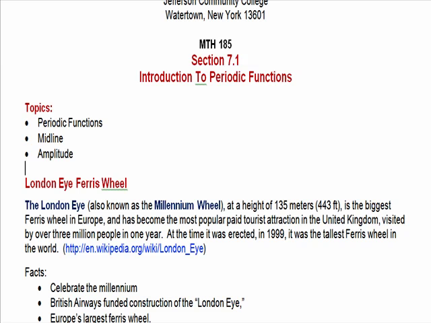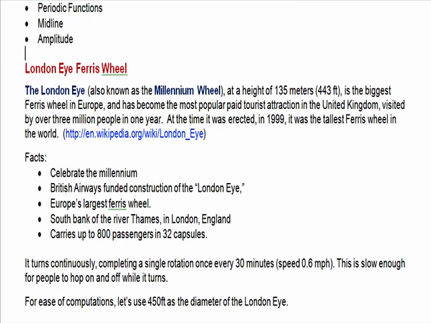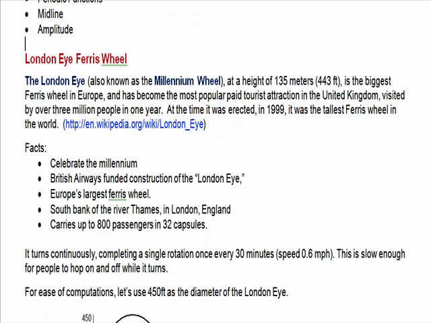You can find several websites that will talk about the London Eye. So just a few little facts about it before we talk about the math behind it. First of all, it was designed to celebrate the millennium, the change to the year 2000. It was funded by British Airways. It's Europe's largest Ferris wheel. It sits on the south bank of the River Thames in London. It can carry up to 800 passengers in 32 capsules.